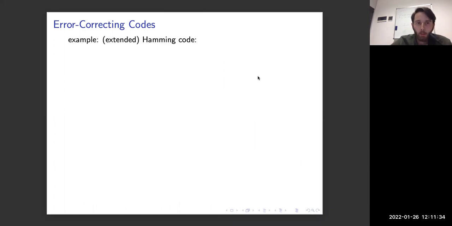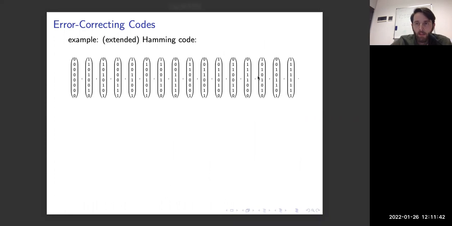Okay, so let's look at another example. This is the Hamming code, or the extended Hamming code, or specifically the [8,4,4] Hamming code. This for us is going to be a collection of 16 vectors, okay? And you can see that there's the 0 vector, there's the 1 vector, and then there's a bunch of vectors that have 4 ones distributed in different ways.